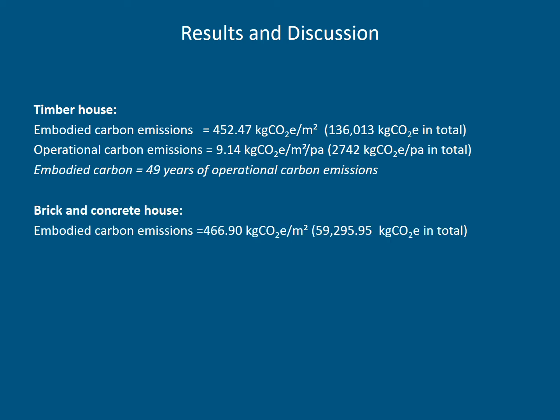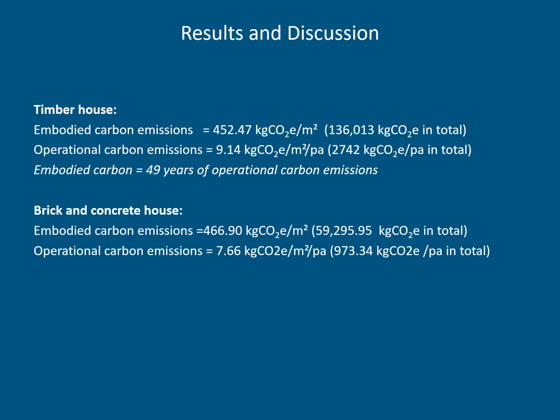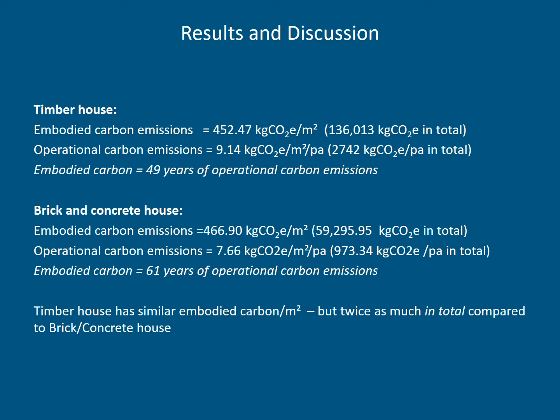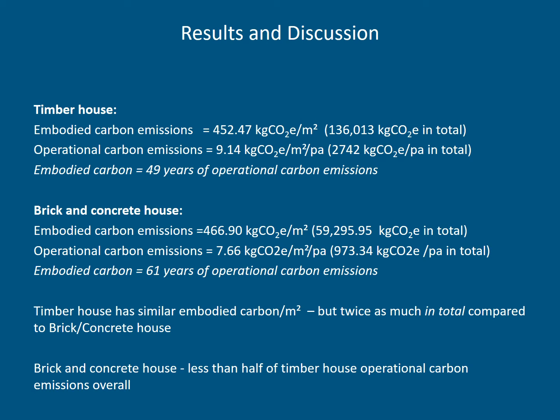Similarly, for the brick and concrete house, we see that the embodied carbon emissions are virtually the same per metre squared, but much, much lower when the house is looked at in total. The operational carbon emissions are slightly lower, and also considerably lower when you look at the house in total. For this house, it's 61 years of operational carbon emissions needed before you reach the embodied carbon. Thus, the timber house has similar embodied carbon per metre squared, but it's twice as much in total compared to the brick and concrete house. The brick and concrete house has less than half the operational carbon emissions overall compared to the timber house.